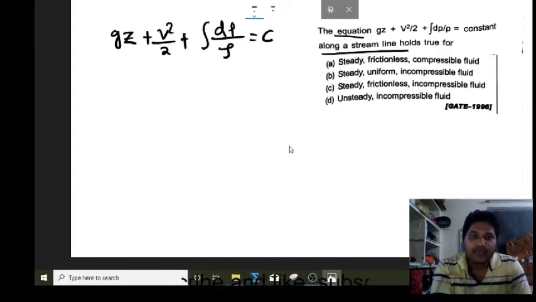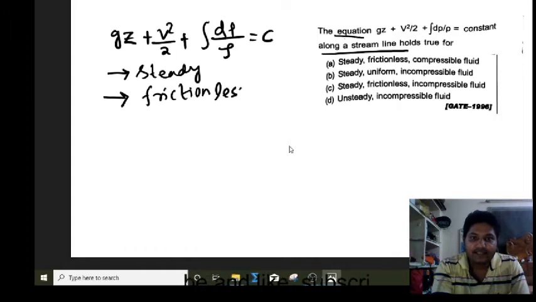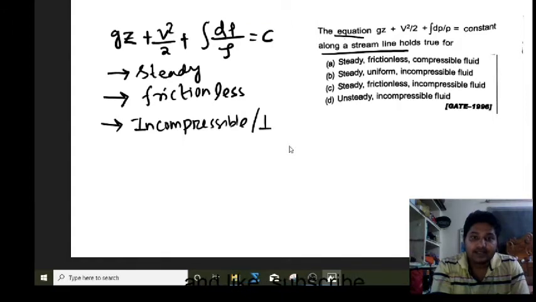Already you have taken some assumptions during the derivation of the Euler equation. The same assumptions will be valid in the Bernoulli equation also. So what are the assumptions? First assumption is that the flow must be steady. Second, it must be frictionless, inviscid. And third, the fluid must be incompressible and irrotational.